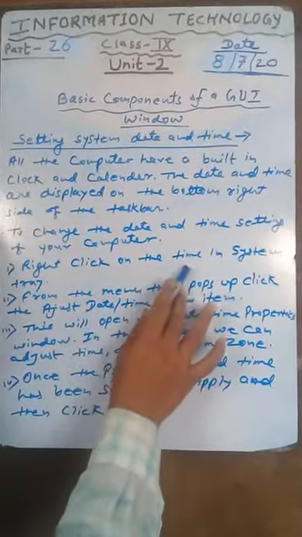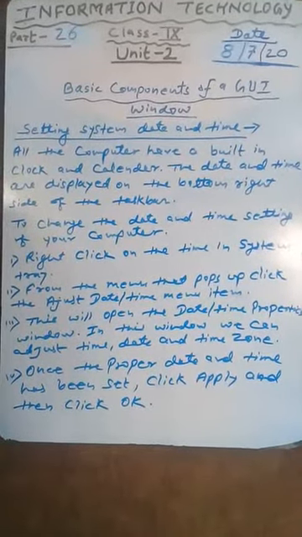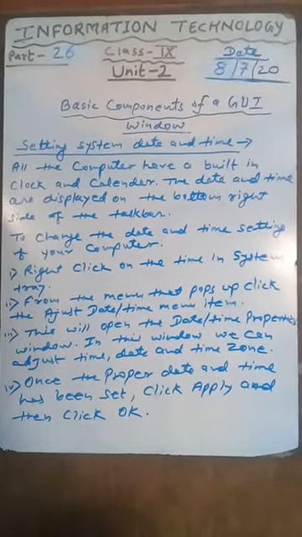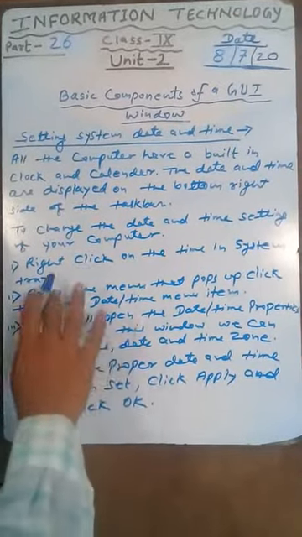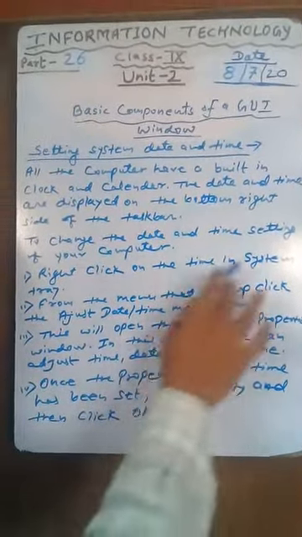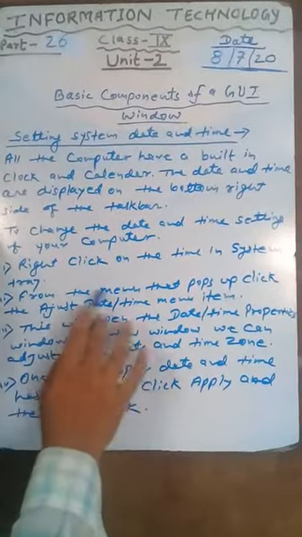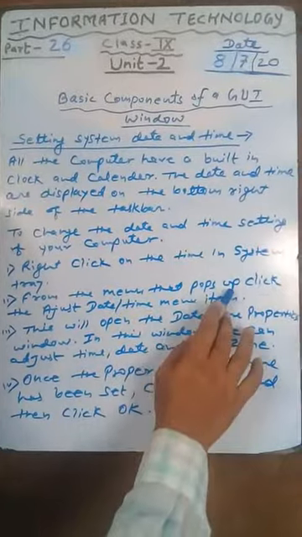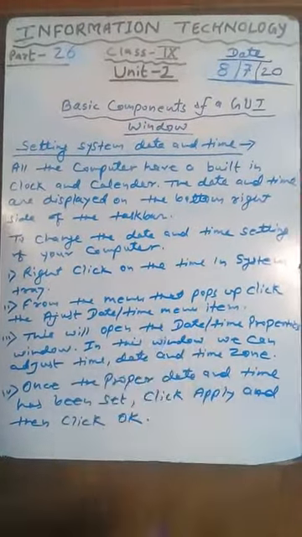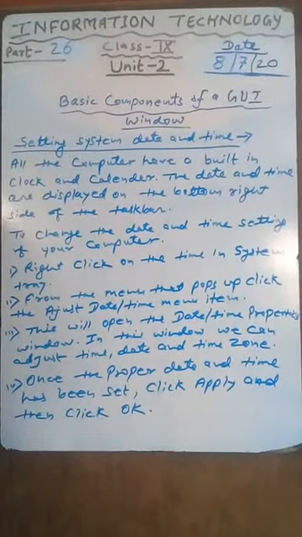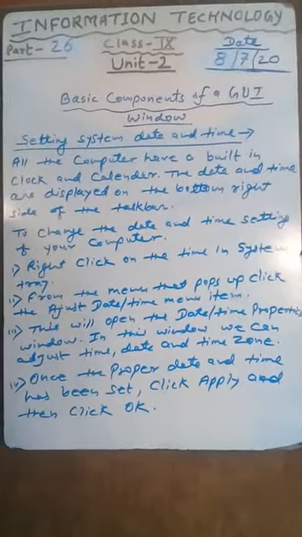right click on the time in the system tray. At the bottom right side there is a time displayed. There we can right click on the time in the system tray. Next, from the menu that pops up, click the Adjust date and time menu item.